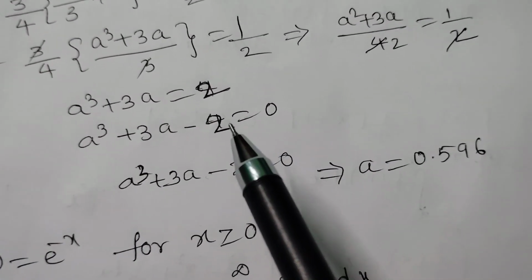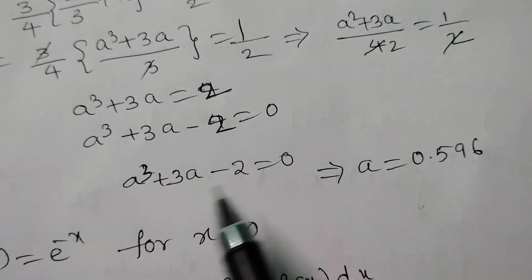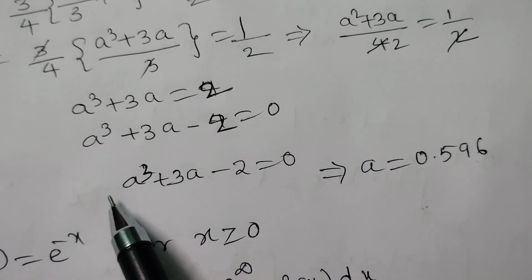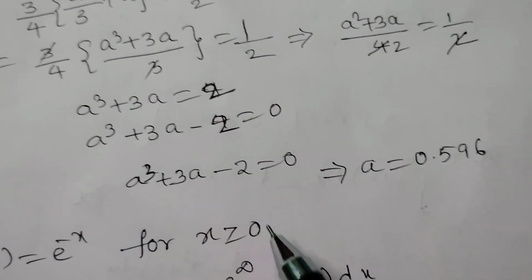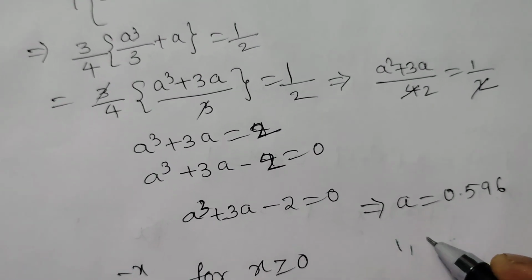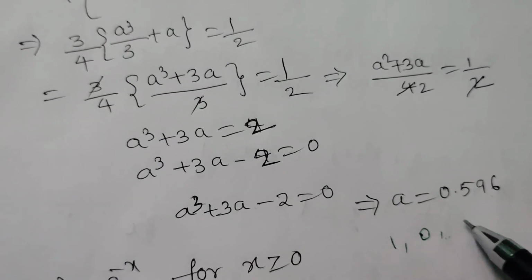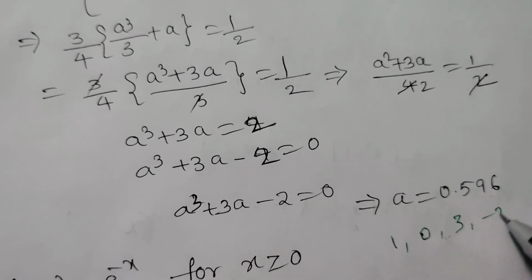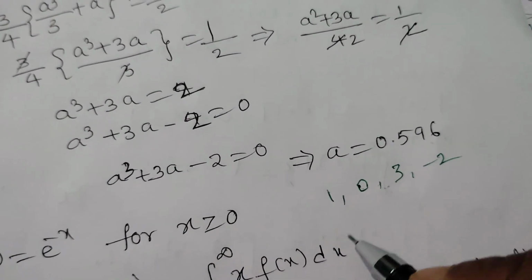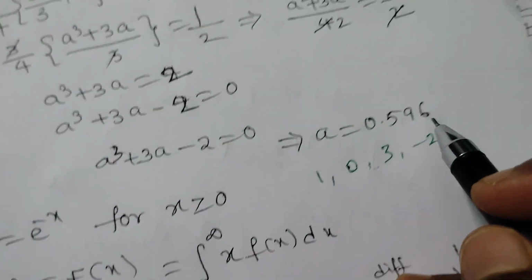After that, the equation option is there, we need to press on equation. After that, cubic equation, then we need to enter the a cube coefficient, which is 1. A square is not there, so 0. Next, 3 and minus 2. If you press 1, 0, 3, minus 2 in the calculator, we get the a value 0.596.